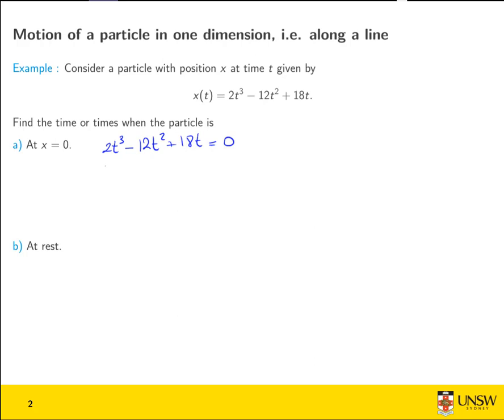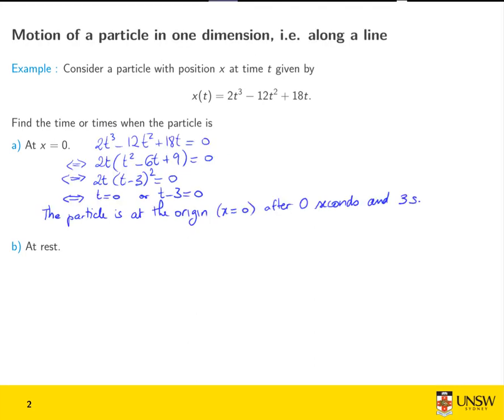So there's a 2t in common, so we pull this out. So we get t squared minus 6t plus 9 is equal to 0. And we can factorize this again because this is t minus 3 squared is equal to 0. So we know that the particle is at the origin when time is equal to 0 seconds and when time is equal to 3 seconds.